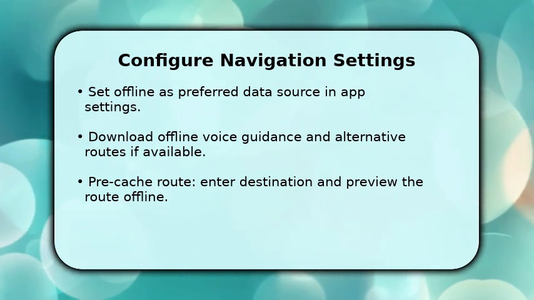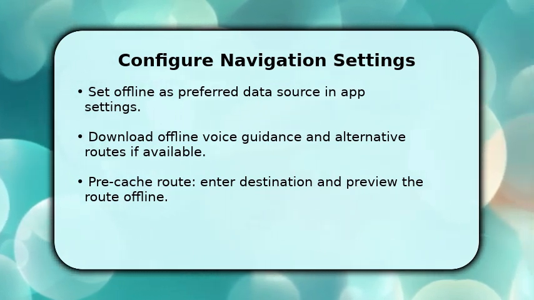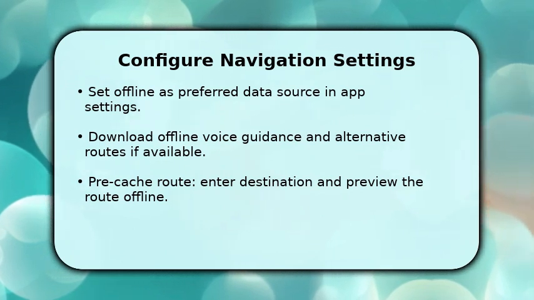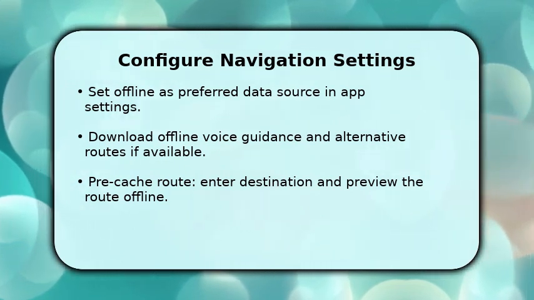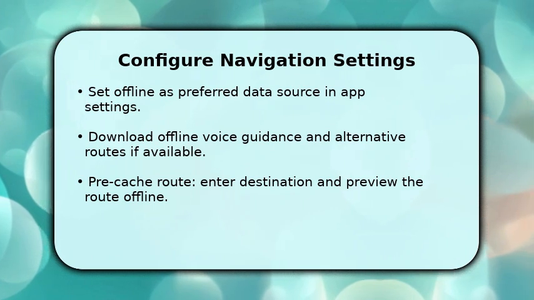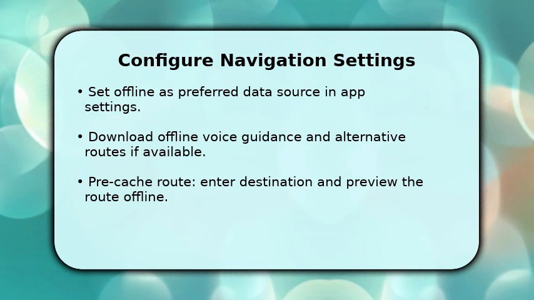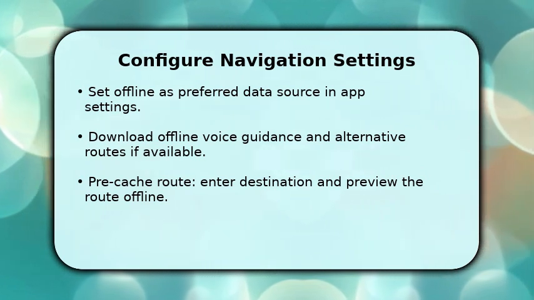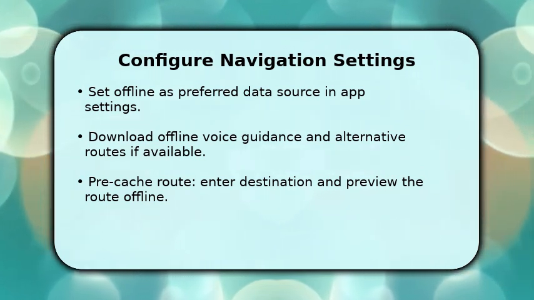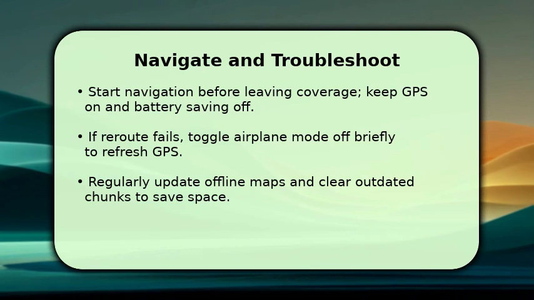Then pre-cache specific routes by entering your destination, selecting the preferred route, and letting the app fetch all segments and turn-by-turn instructions. Once the route preview completes, you'll have alternate routes and maneuver data stored, which ensures you can begin navigation while you still have coverage. Start the route, confirm voice prompts, and keep GPS active.